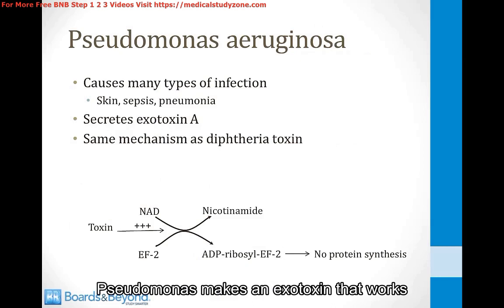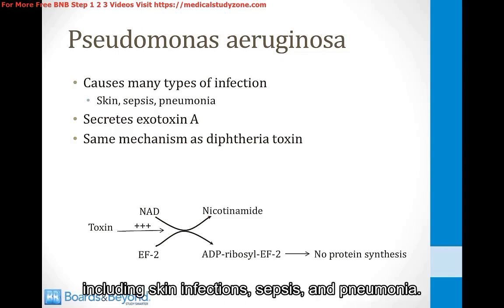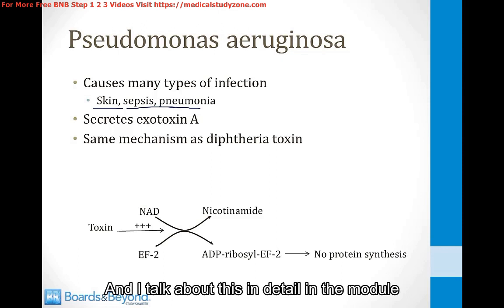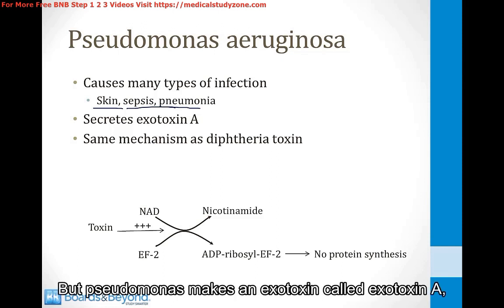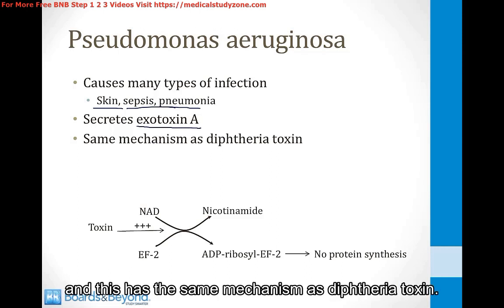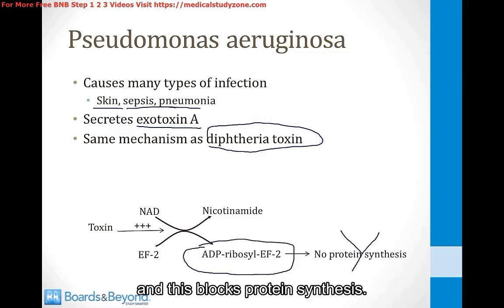Pseudomonas makes an exotoxin that works in a very similar manner. Recall that Pseudomonas aeruginosa causes many types of infections, including skin infections, sepsis, and pneumonia, and I talk about this in detail in the module on gram-negative rods. But Pseudomonas makes an exotoxin called exotoxin A, and this has the same mechanism as diphtheria toxin. Exotoxin A ADP ribosylates elongation factor 2, and this blocks protein synthesis.